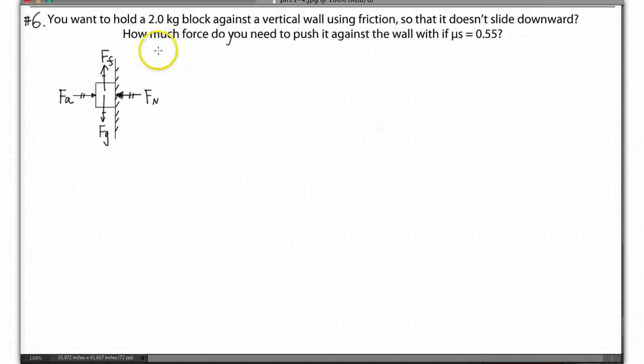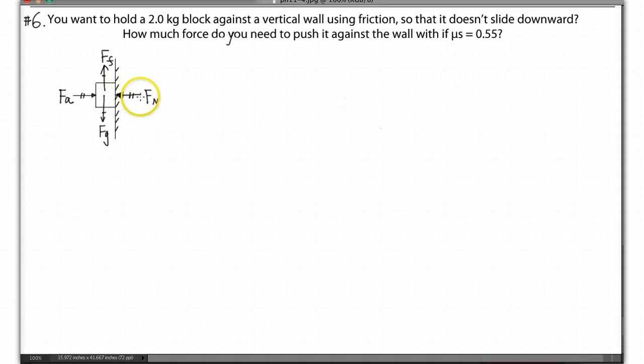Okay, number 6. The block against the vertical wall using friction so that it doesn't slide downwards. How much force do you need to push it against the wall, if the static friction coefficient is 0.55? Okay, in this case, a block is being pressed with force Fa against the wall.